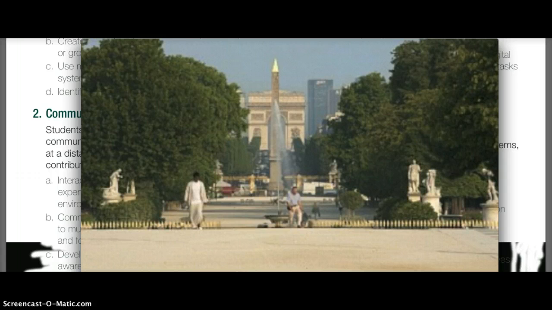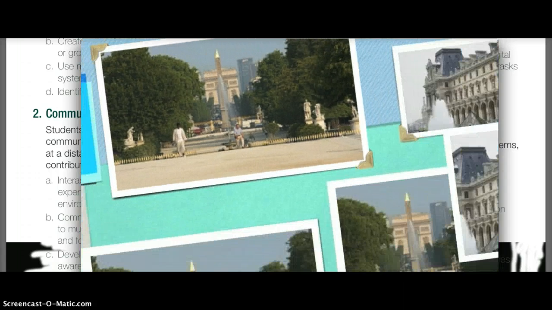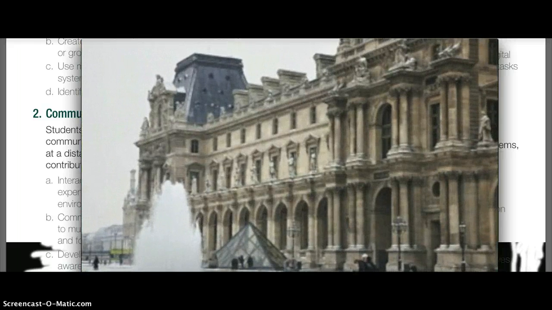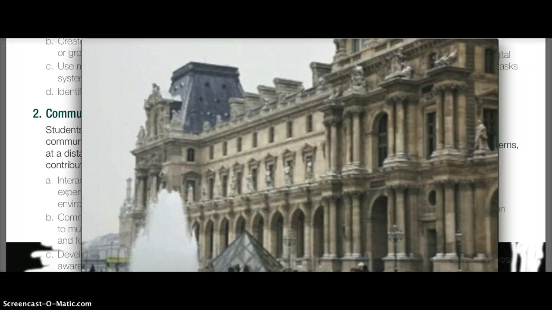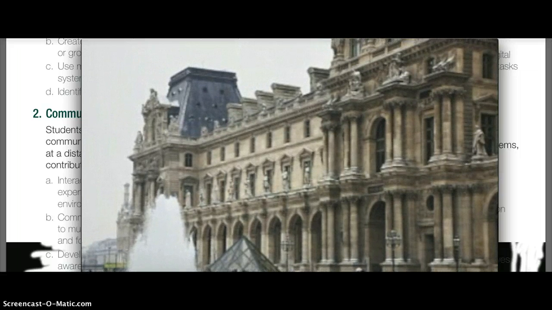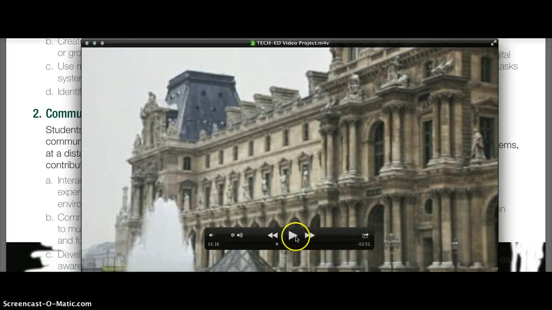Spanning several blocks with a large fountain towards one end, Le Jardin is a popular place to spend an afternoon, especially on a nice day. At the opposite end of the Tuileries, you come to Le Louvre, the largest museum in the world. Le Louvre is home to some of the most famous paintings and sculptures.